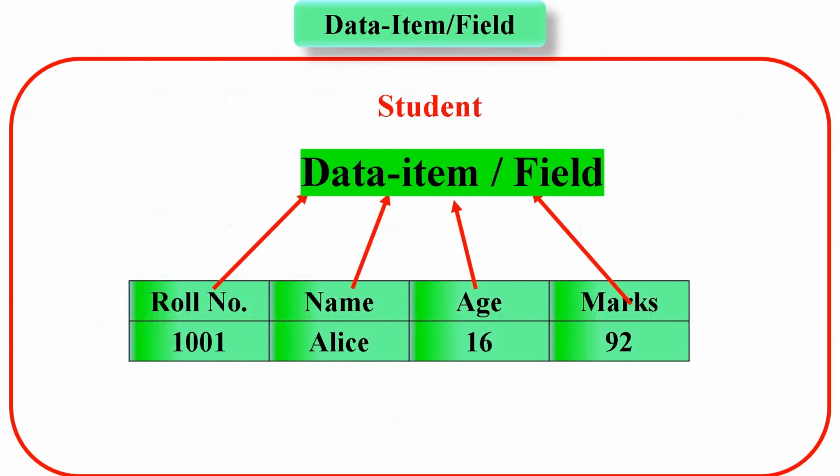In this student table, you will find the following data items or fields: roll number, name, age, and marks. So, a data item or field is a small piece of information that tells us something specific about an entity, a student, in this student table.